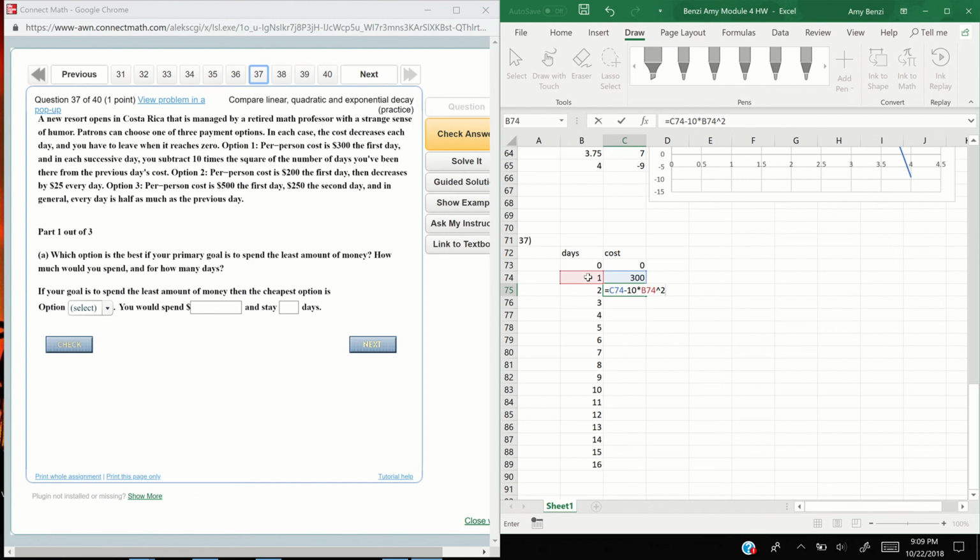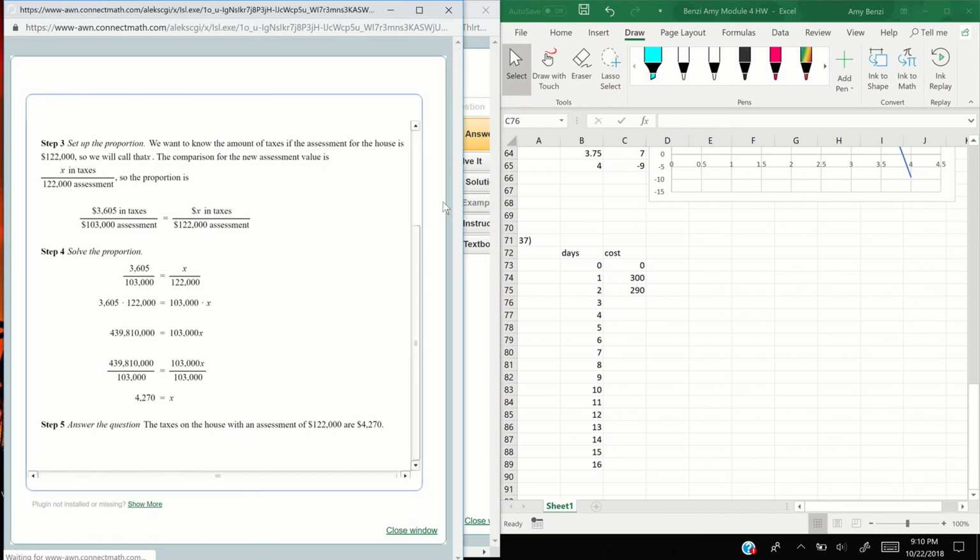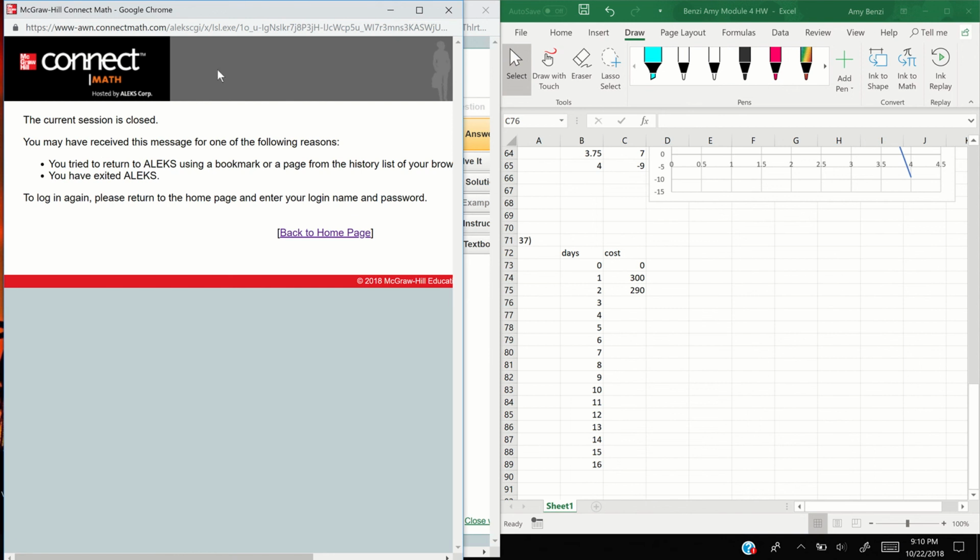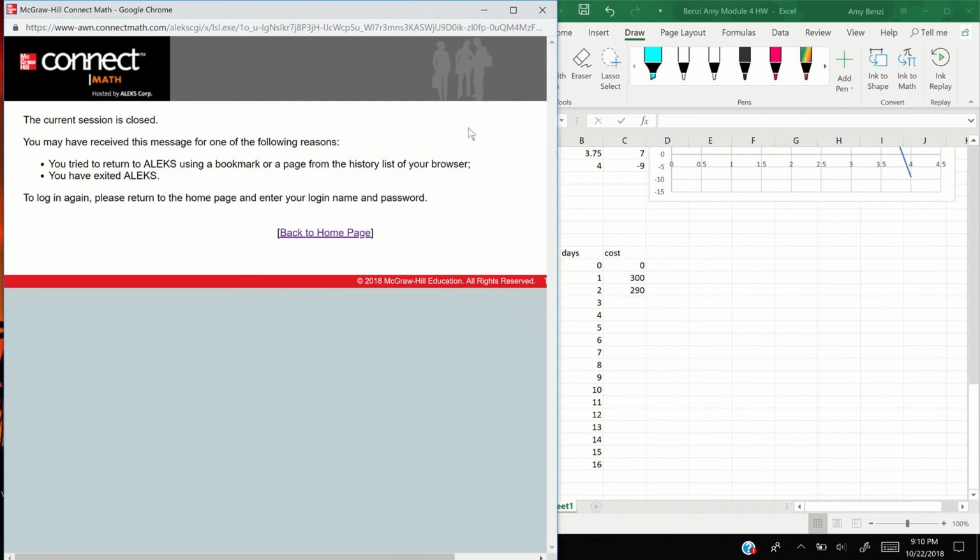I'm actually going to look at the example here because I'm not sure if it wants me to say that I've been there one day and subtract 10 times the square of one, or does it now on the second day want me to say I've been there two? I'm not sure. So I'm going to look at the example, which is what you guys are supposed to do. That's what this class is about. It's not about knowing how to do everything. It's about being able to use your resources and trying to figure stuff out.